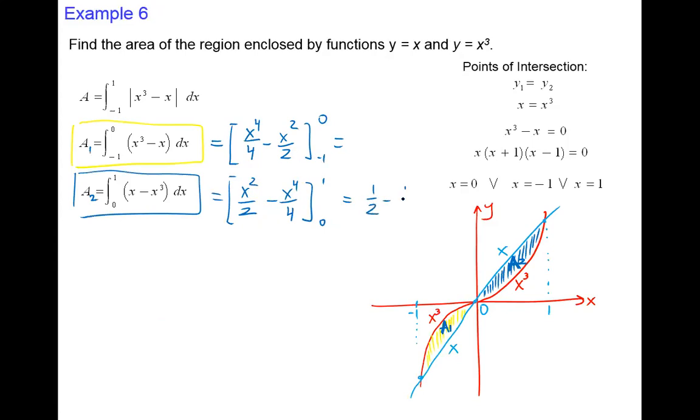Let me finish the second one. This will be 1/2 minus 1/4 and 0, which is just 1/4. This one will be 0 minus, -1 to the power of 4 is 1 over 4, and -1 to the power of 2 is, of course, 1 over 2, because it's half. We can see this value is negative and negative, which will be +1/4. The final answer is 1/2.